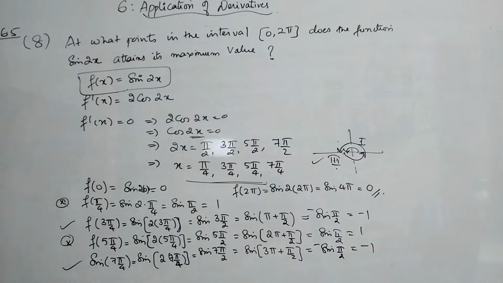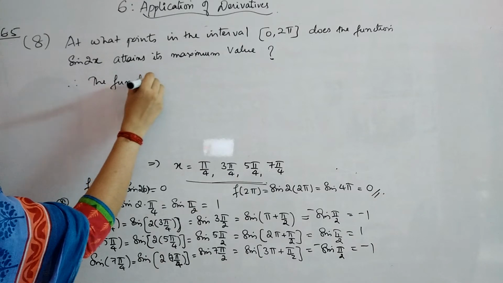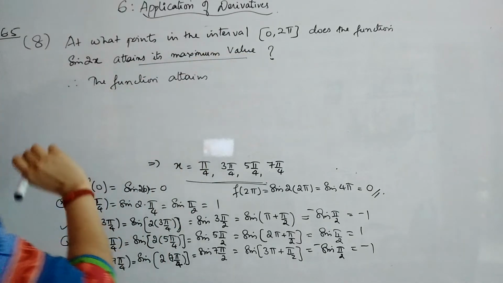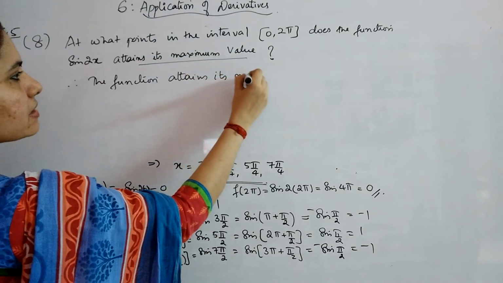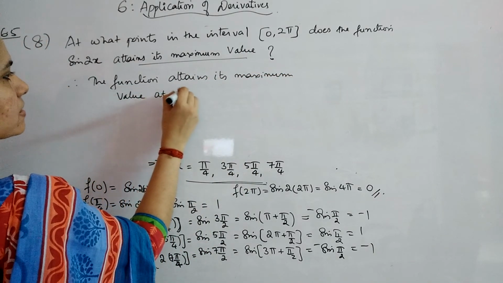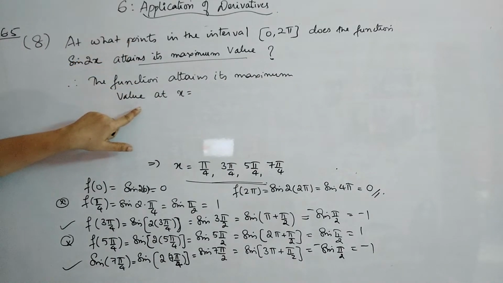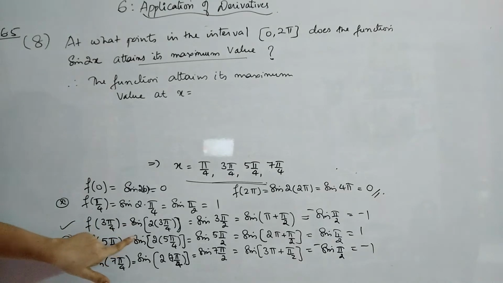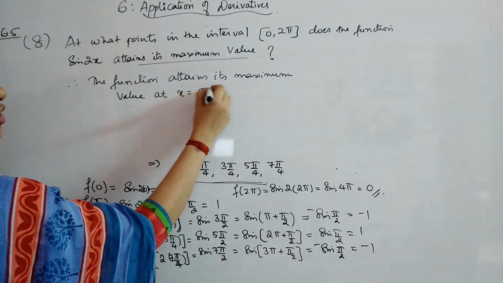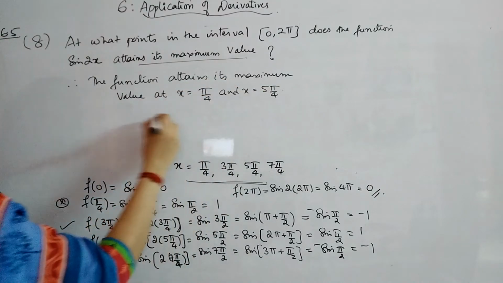So therefore we can say that the function attains, what is the question? Its maximum value, right? So it attains its maximum value at, the question is at what point. So we need to mention only the point where we are getting the maximum. Maximum is 1, but where are we getting it? At 5 pi by 4 and pi by 4, right? So at x equal to pi by 4 and x equal to 5 pi by 4.